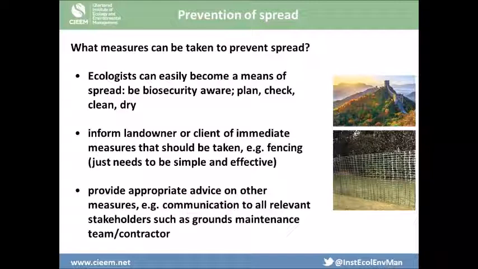So this includes taking precautions yourself during a site visit, but also providing information to the landowner or client about what they need to do immediately. As I'm sure people are aware, it often takes maybe a few weeks to deliver a report following a site inspection. So you need to make the client aware of things that they need to do right away.